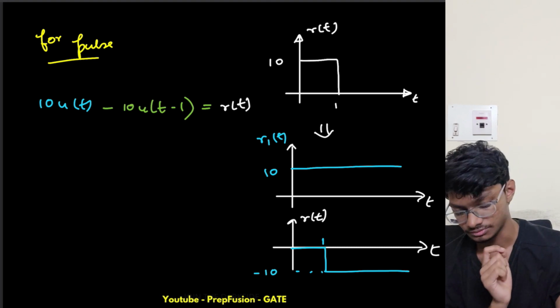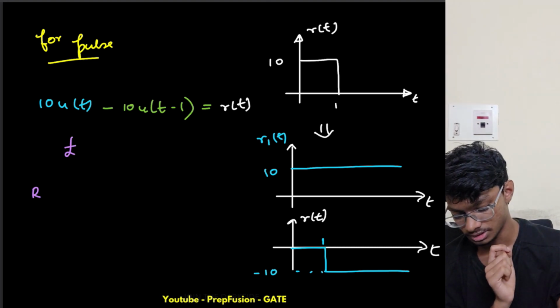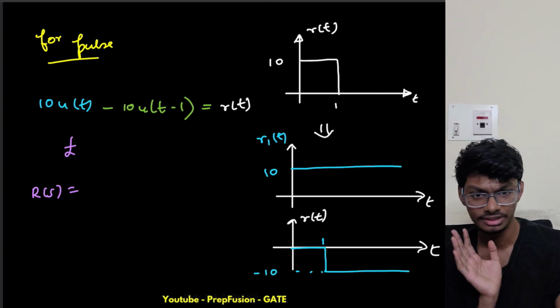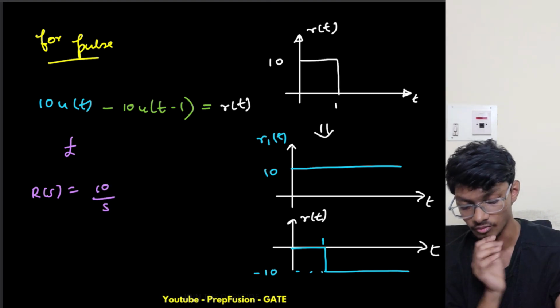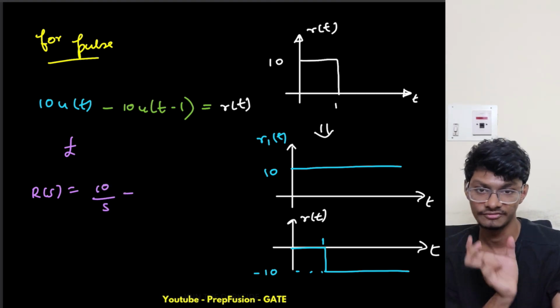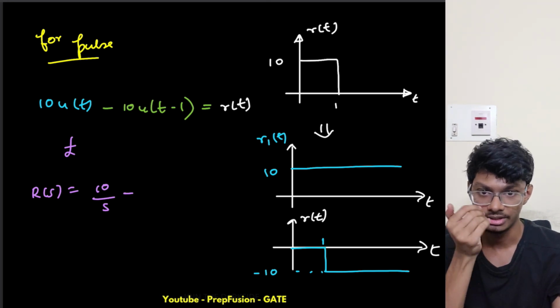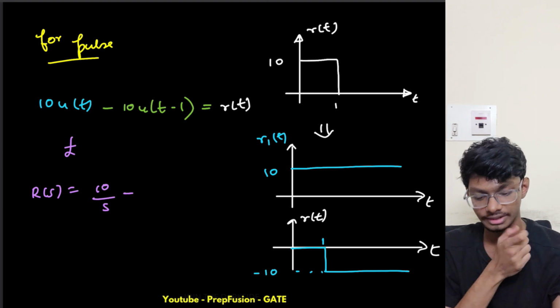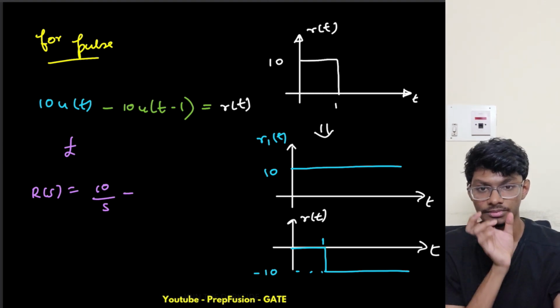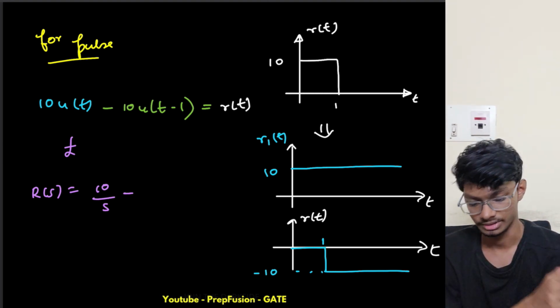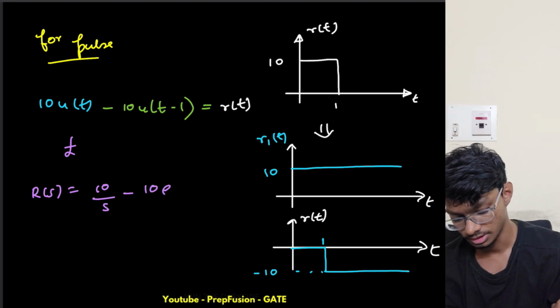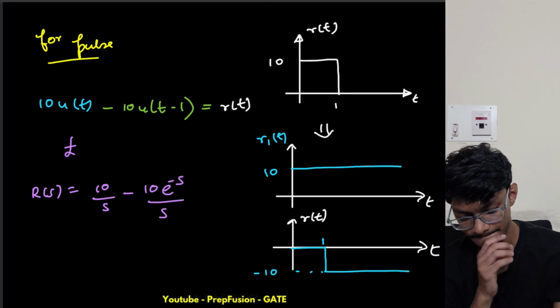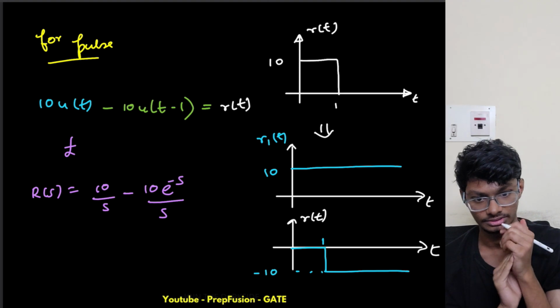If I take the Laplace transform, this is r of s. Simple unit step, I know this will be 10 by s. Now what will be this one? Simply it is shifted by 1 second. If it is shifted in time domain, then what will happen in Laplace domain? Simply, this will become e raised to power minus s. So this will be e raised to power minus s divided by s.